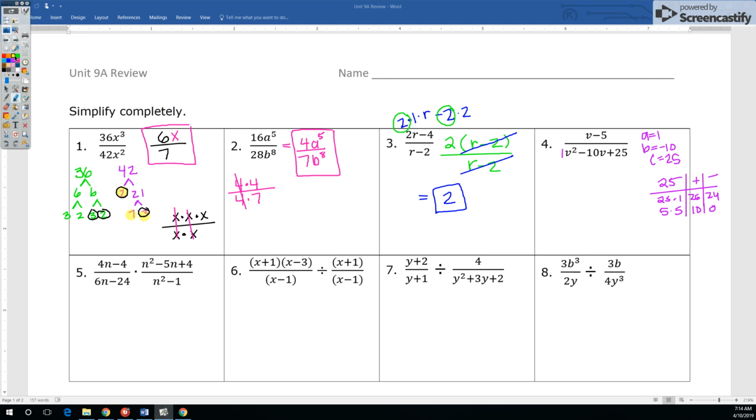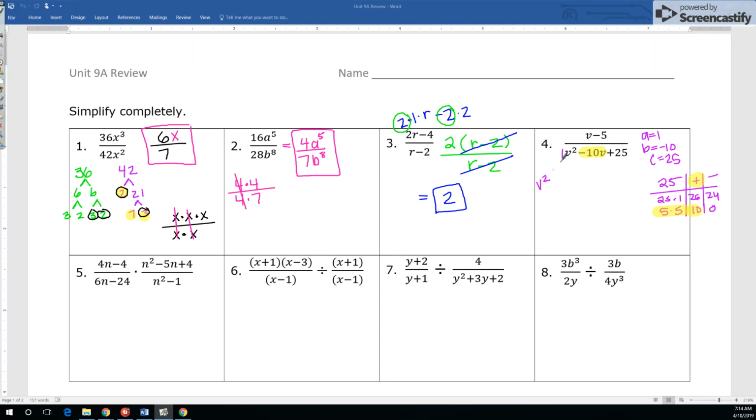So I'm looking for 10, and that's right here. It's under the plus column. That does not mean that the 5 and the 5 are both positive. It means they're the same sign. Since my b is a negative 10, that means both of these 5s will be negative. So I'm going to rewrite this.